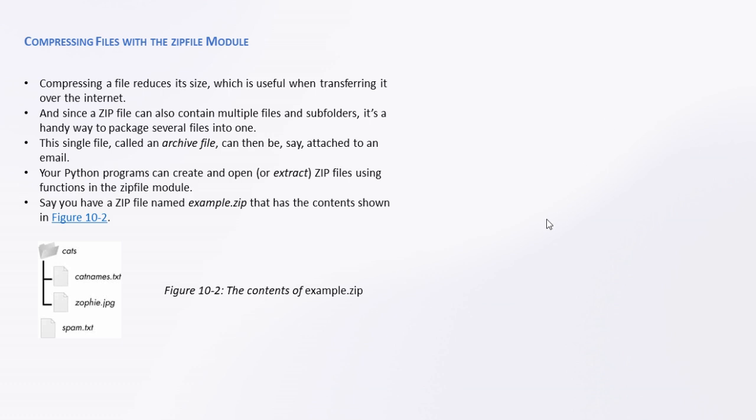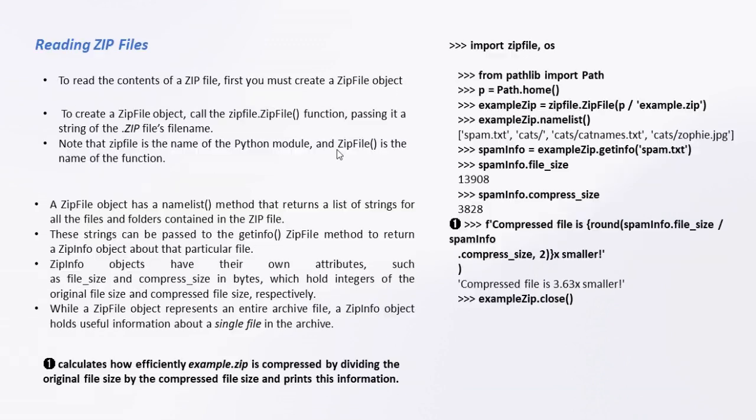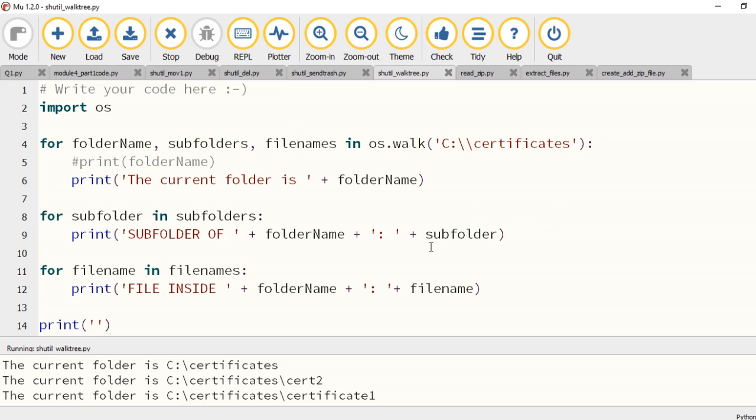Now coming to the next concept, you might all have worked with zip files, right? You might have extracted, you might have zipped your files using the .zip function. So let's see how we can do this. Let's first see reading the zip files. So basically we already have a zip file in our system. Let's see how we can read the contents of that zip file. Okay, so read the zip file.